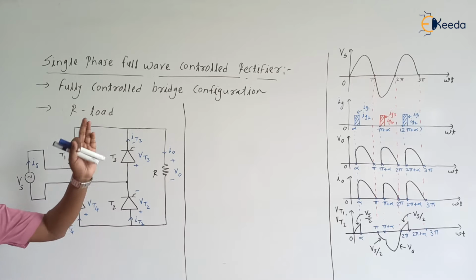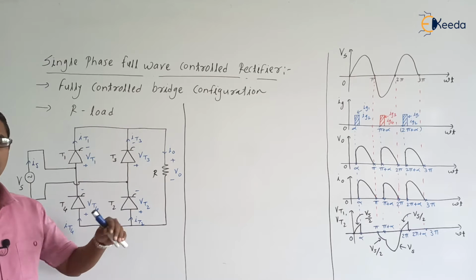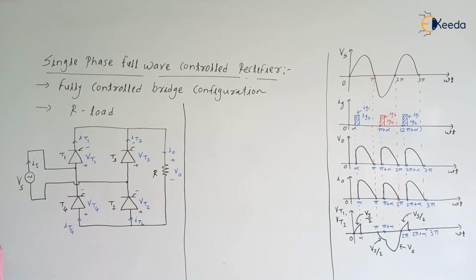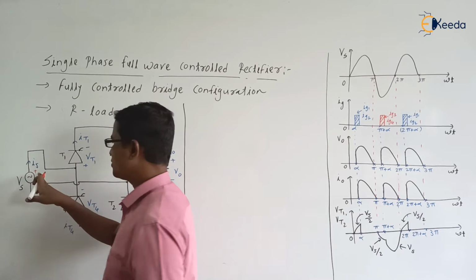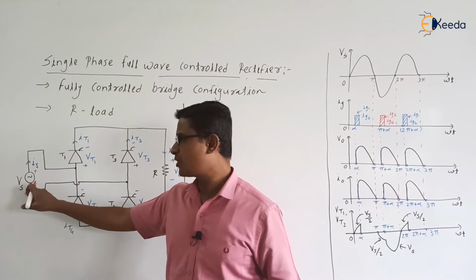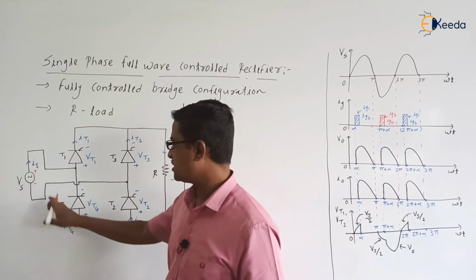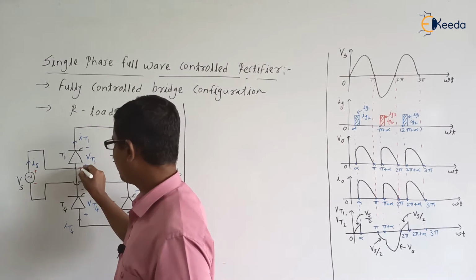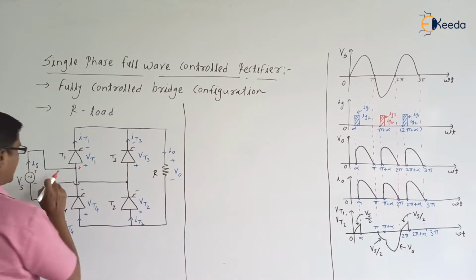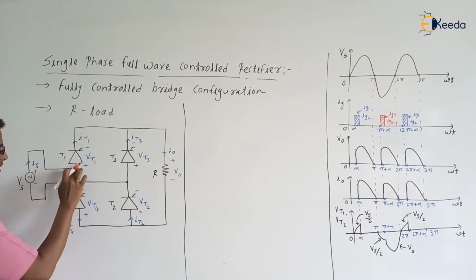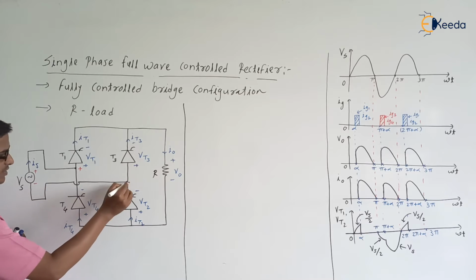From ωt equal to 0 to π, Vs is positive; from π to 2π, Vs is negative. So when Vs is positive, consider the polarity plus here, minus here. So there is the highest potential point at this terminal, and here is the lowest potential point. This highest potential is appearing here. Are you getting the point? This lowest potential is appearing here.